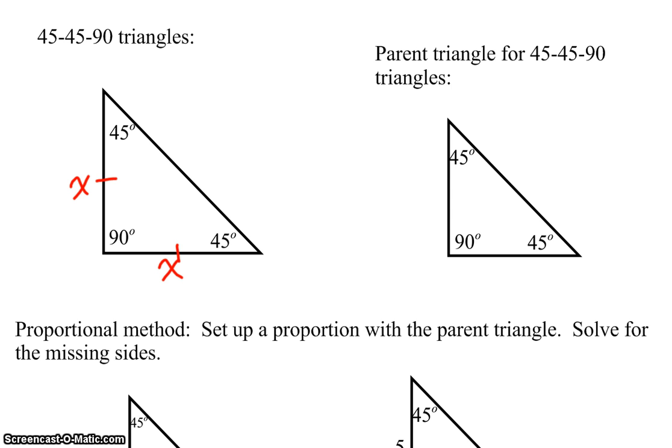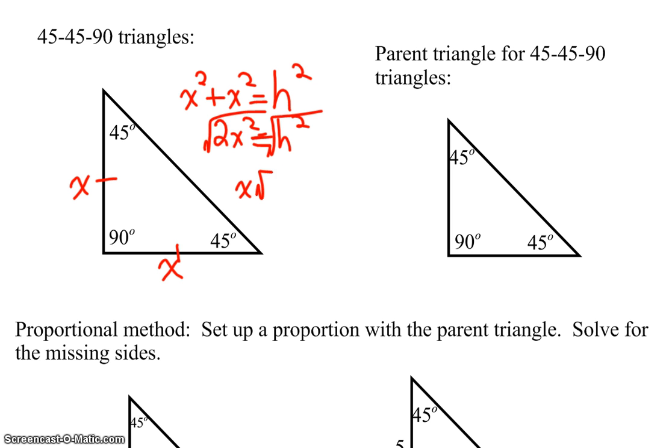Solving with the Pythagorean theorem, we have x squared plus x squared equals the hypotenuse squared, or 2x squared equals the hypotenuse squared. Take the square root of both sides, and what we end up with is x times the square root of 2 equals the hypotenuse. This is the relationship that we'll be using for our parent triangle. Again, using the simplest possible value for x, the leg is 1, the other leg is 1, and the hypotenuse is 1 times the square root of 2, or the square root of 2.